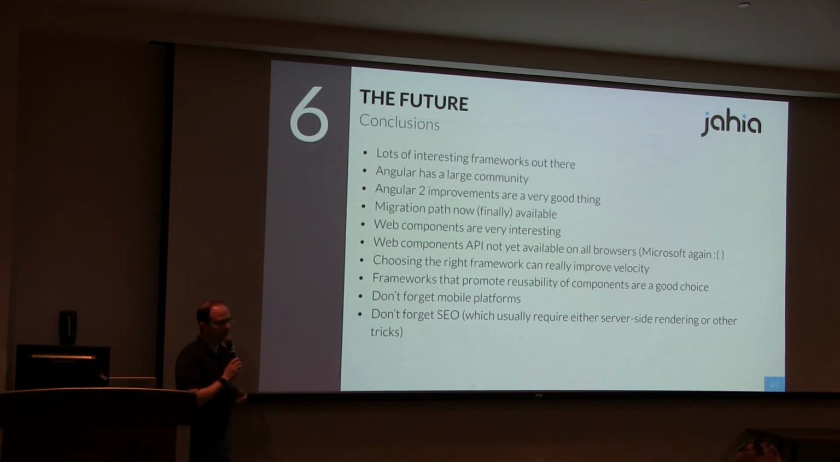Angular has a huge community. When you look at the traffic on Google stats and the like, it's amazing to see how big it is. One of the most amazing metrics is the pull requests they get on GitHub. I've never seen a project with so many big pull requests, it's crazy. Angular 2 improvements are really needed over Angular 1. They're trying to fix the problems that the first version had. The migration path is available, so that's the good news.